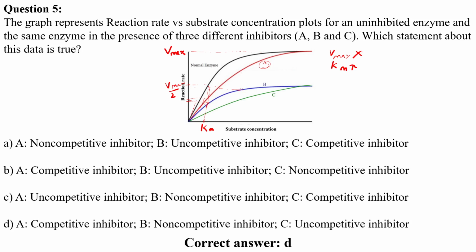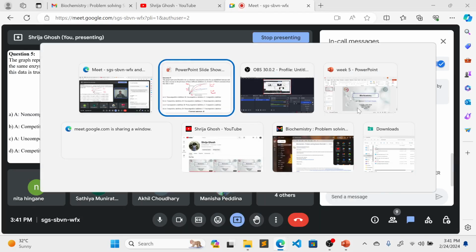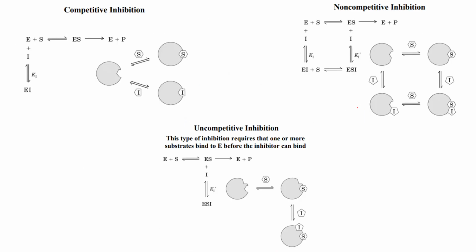You will see the Km for both the normal, uninhibited enzyme and the enzyme that is inhibited by inhibitor B is the same. Okay, in case of non-competitive inhibitor, there is no change in Km and the Vmax decreases. So in case of non-competitive inhibitor, you will see there is no change in the Km. Why is there no change in the Km? Because what is Km?